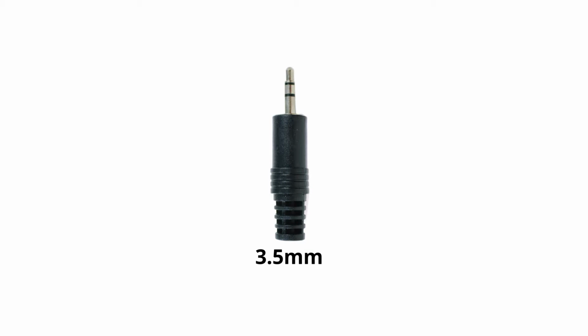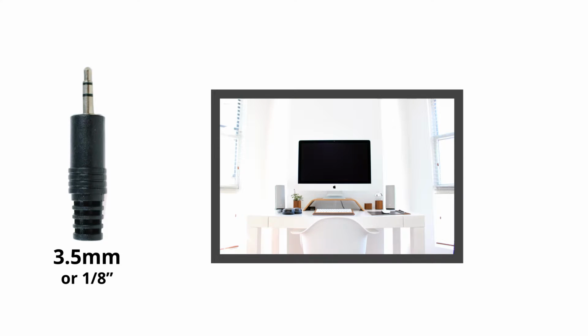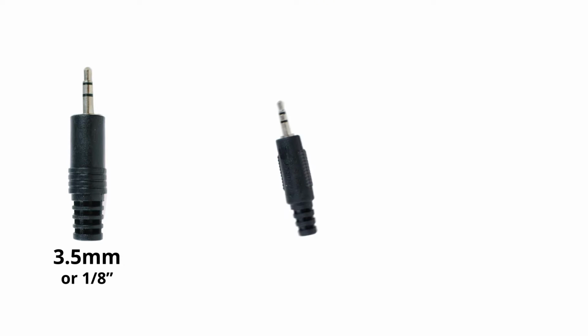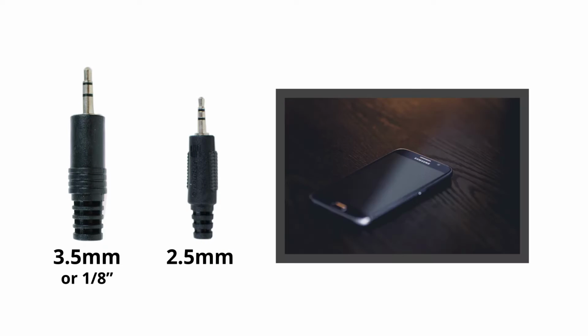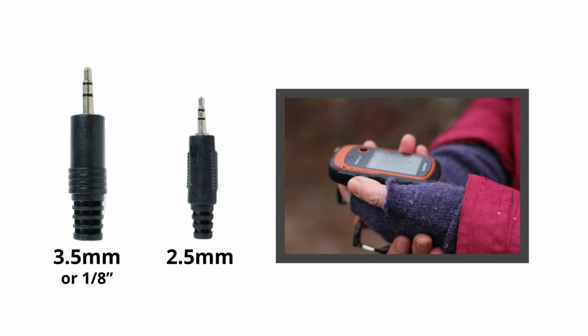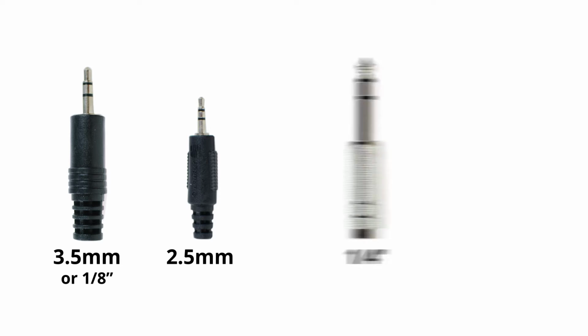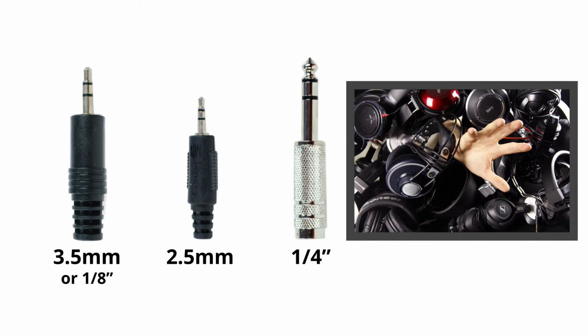3.5mm, also known as 1/8 inch, is an audio connector typically found on computers, laptops, smartphones, and tablets, while 2.5mm is slightly smaller and far less common than 3.5mm. It can be found on older models of Android phones or GPS equipment. Quarter-inch connectors are slightly larger and are typically found on high-end headphones and music equipment.